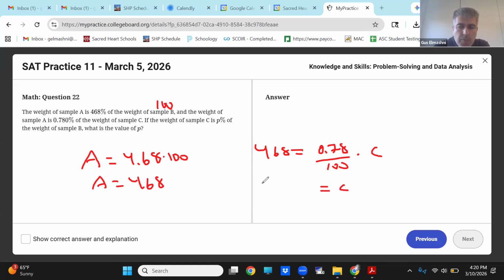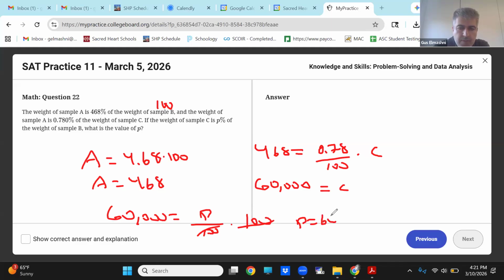If you solve for C, you will get 60 thousandths. Use a calculator to do that, mind you. I've done this problem many times. And then they say C, which is 60 thousandths, is P percent, so P over 100 times B, which is 100. Those cancel, and P will be 60 thousandths.